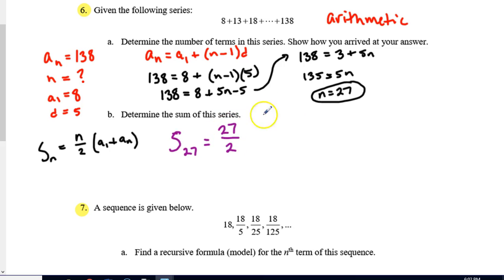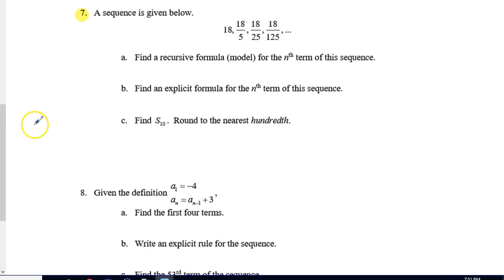So 27 is the number of terms we just found out there are. First, divide by 2. First term was 8. Last term was 138. Do that math and it comes out to be 1,971. Now, if you're saying, couldn't I have just kept adding on 5 and adding up all those numbers? You sure could. And if you were precise, you'd come up with that answer. But isn't this clean, in terms of not having to do a whole lot of work if we happen to know that? The next question we're going to look at is number 7.